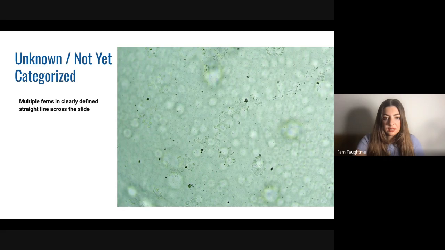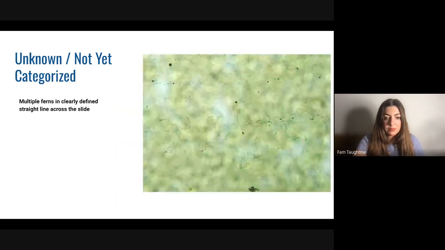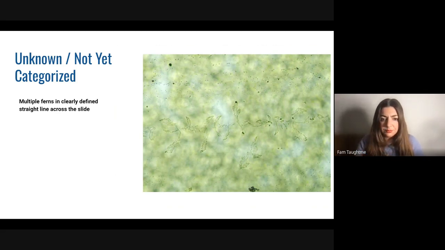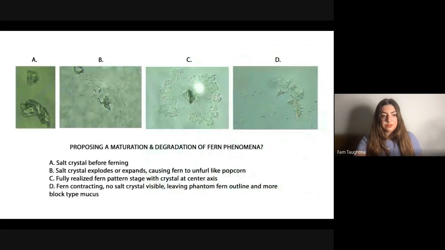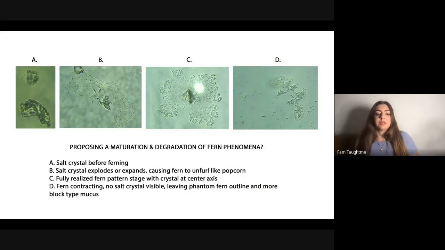You can also see it in this one as well. It's going across in a diagonal across the slide. And here's another one going straight across horizontally. All these very cool pinwheel looking fern patterns just going across the slide right in a line. So fascinating stuff. And then I also proposed this potential for these ferns to go through a maturation and degradation, which isn't described in literature either.